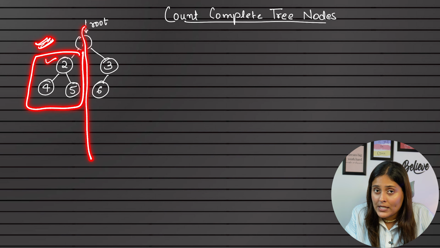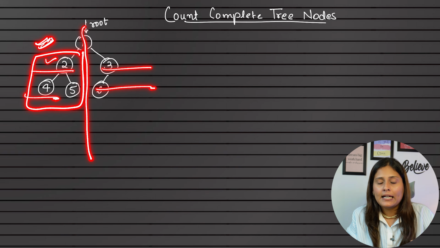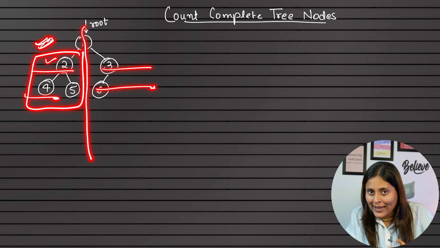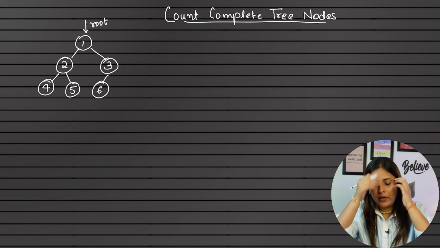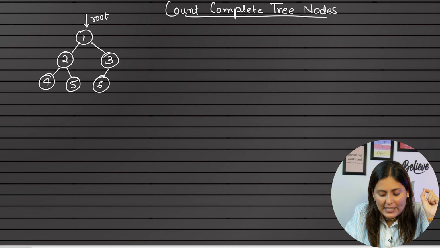Why was I waiting for the number of nodes? Because I want to calculate whether the number of levels from the left side is equal to the number of levels from the right side. Then I can consider my number of nodes. Okay, so it's very simple.